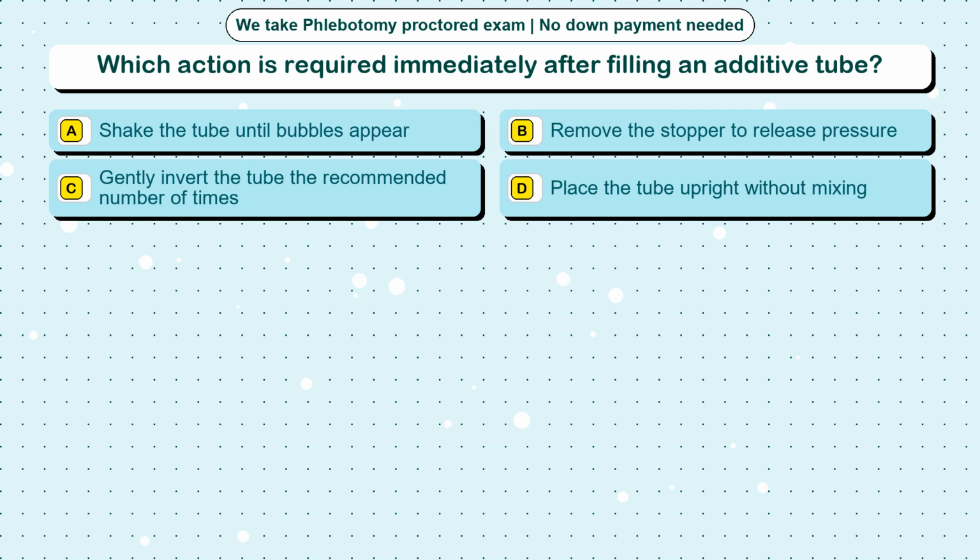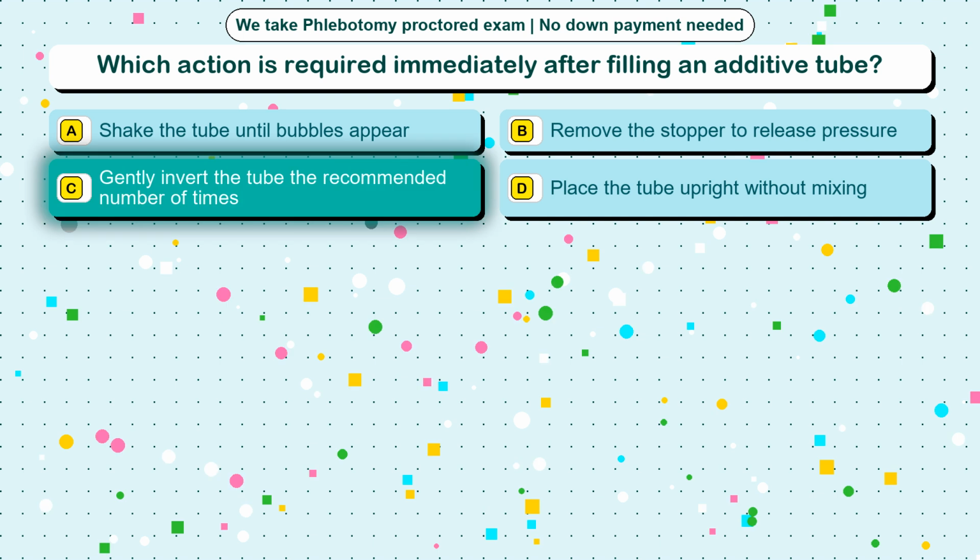Question 84. Which action is required immediately after filling an additive tube? Option A, shake the tube until bubbles appear. Option B, remove the stopper to release pressure. Option C, gently invert the tube the recommended number of times. Option D, place the tube upright without mixing.